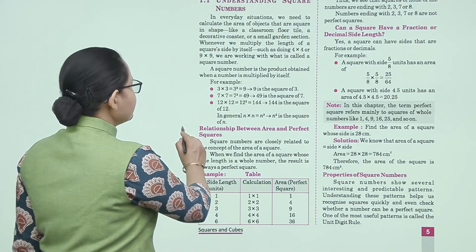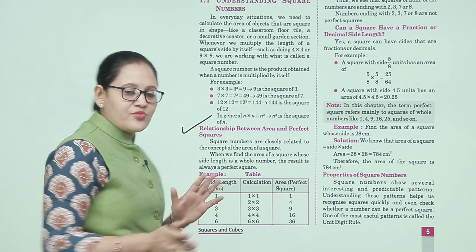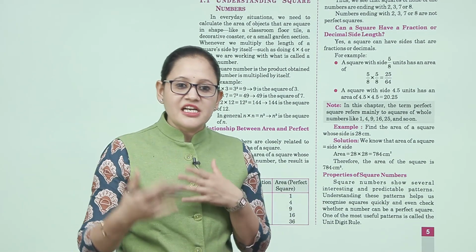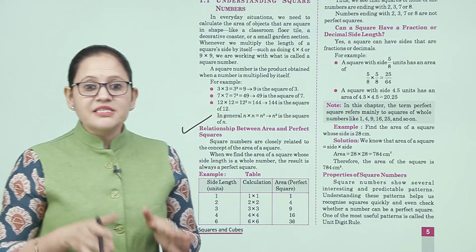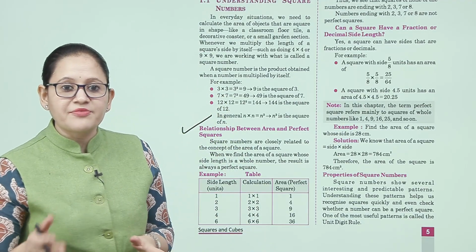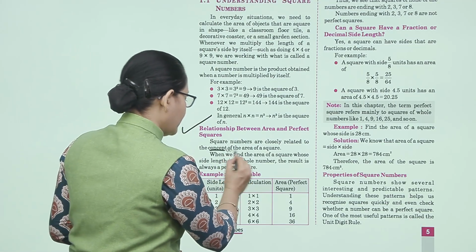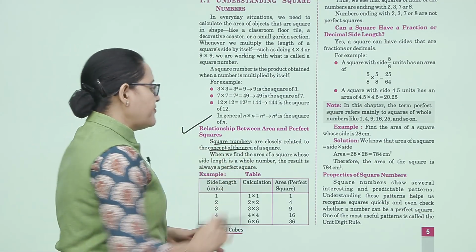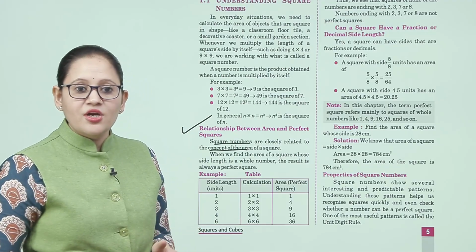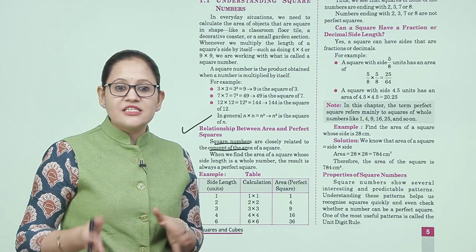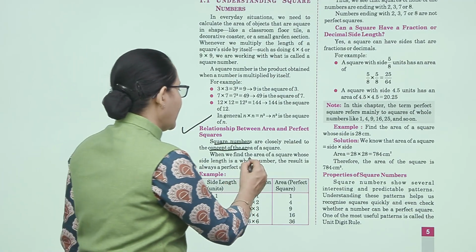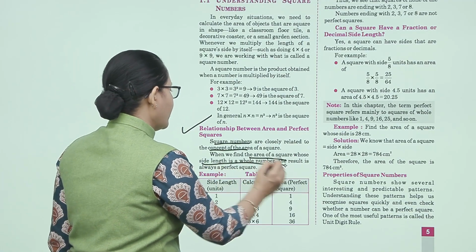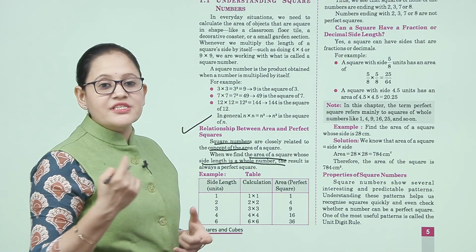Next is the relationship between area and perfect squares. Square numbers are closely related to the concept of the area of a square. Suppose we have to find the area of a square whose side length is a whole number. The result is always a perfect square.